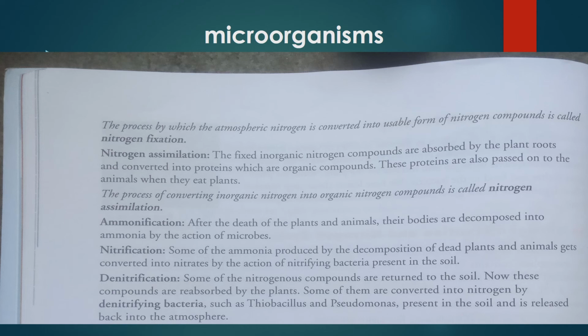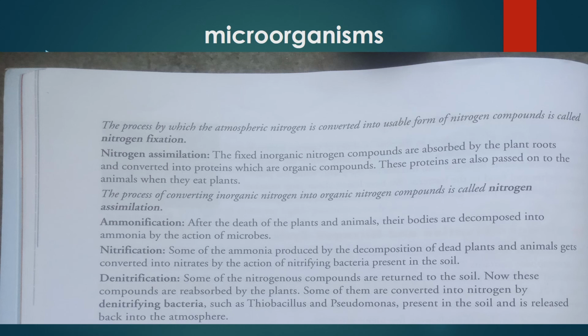Some of the ammonia from the decomposition of dead plants and animals gets converted into nitrates by the action of nitrifying bacteria present in the soil. Here nitrogen is again added with another compound like oxygen and forms nitrates or nitrites.